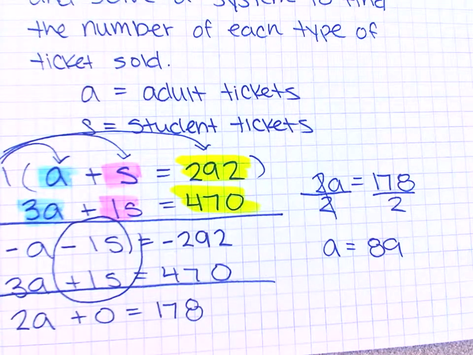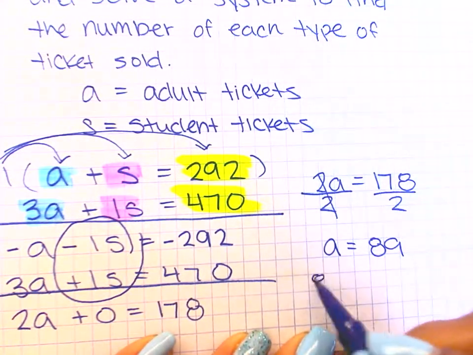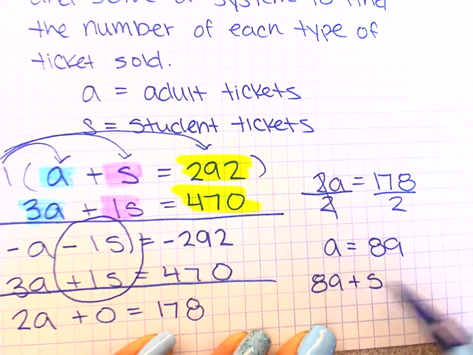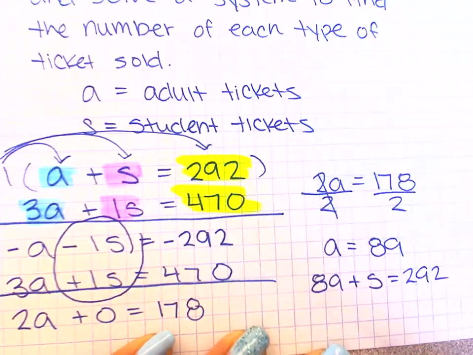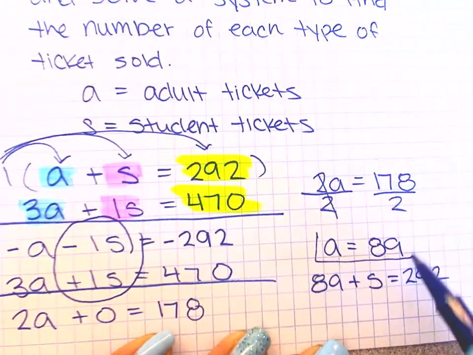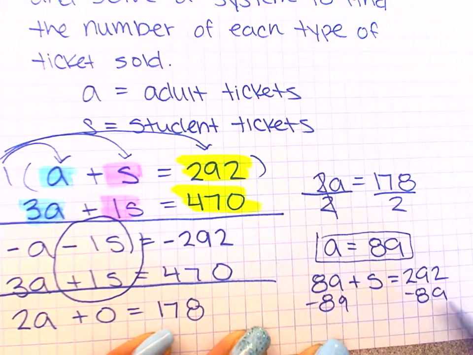So we can simply find the other variable. If A is 89, I'm going to plug it back into the equation. 89 plus S equals 292. We found out what A is already. Subtract 89 from both sides. Find out what S equals. And the student tickets were 203.